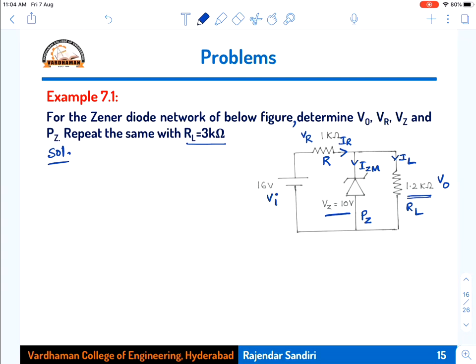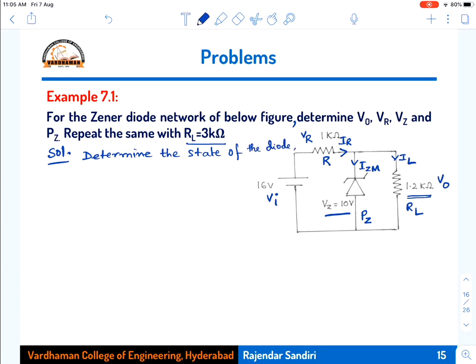Now once this problem is given, what will be the first step? We have to decide whether this diode is on or off. After that, if it is off, open circuit. If it is on, replace it by its equivalent circuit. What is its equivalent circuit? It's a voltage battery. So we have to decide first whether the diode is on or off. So the first step is to determine the state of the diode. State of the diode means whether it is on or off.